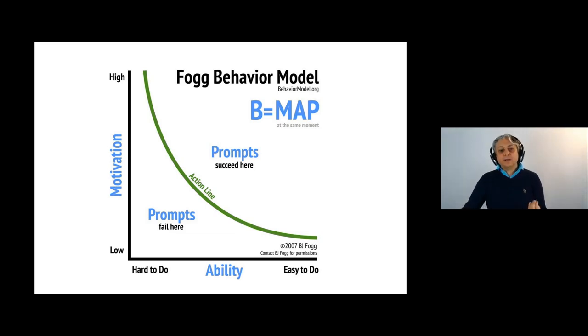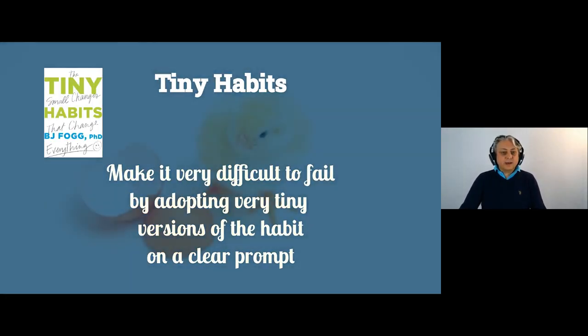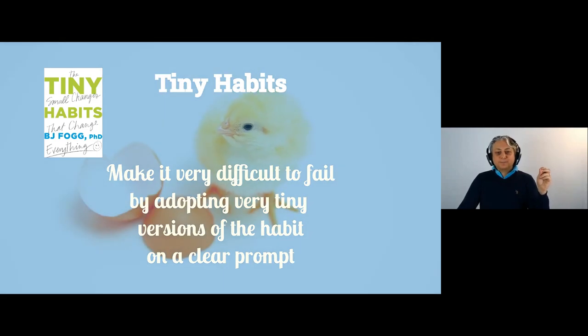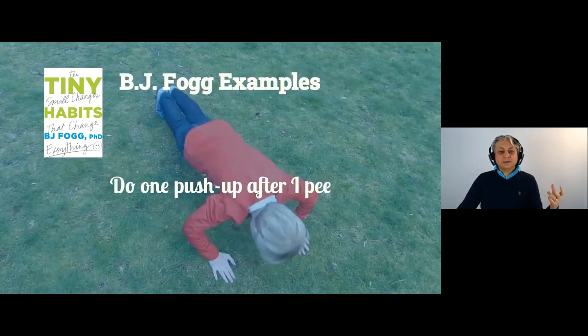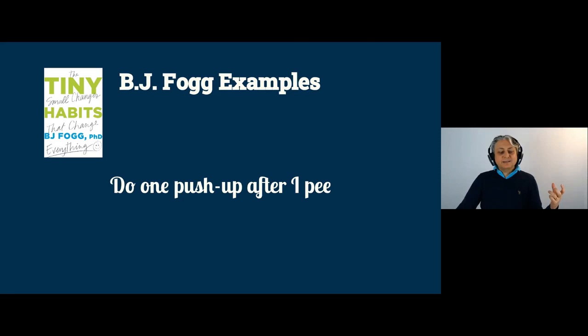And so he came up with this idea of doing really, really tiny habits, very easy to do, and a very clear prompt. So now let's think about this idea for a moment. That's the point of having very tiny habits. So what he says he does is one push-up after he pees. Sorry for the language, but that's actually taken from his book and his presentations. This is something that he does. It takes a few seconds and then celebrate and say, oh, I did one push-up, cool.